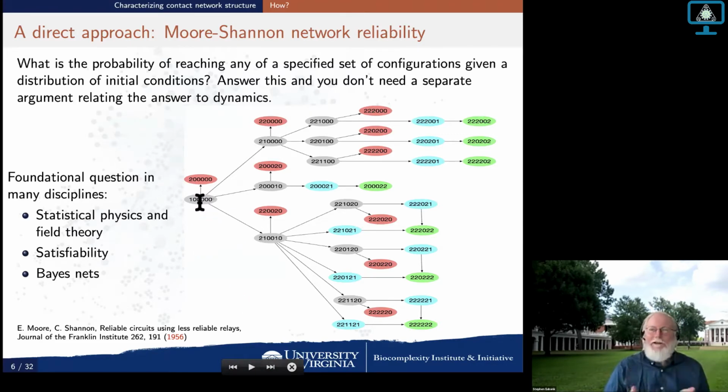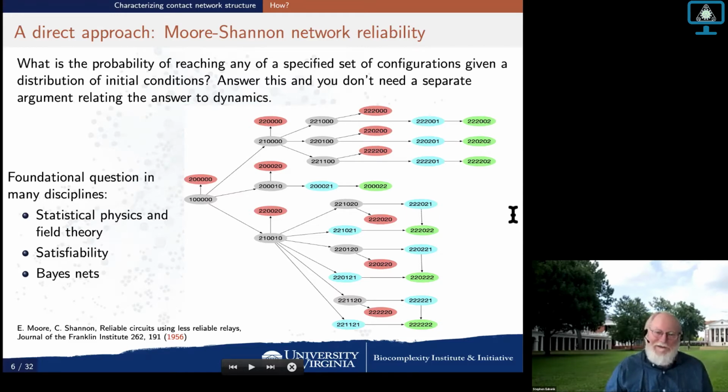If you can answer that, you don't really need any more arguments relating that statistic to the dynamics, because what I've said is I don't want to see any dynamics that get me to the solution that the state of this last element is 2. That's what the green nodes there are. And I can make any collection of these states that I want.